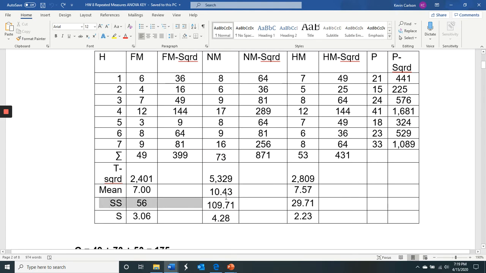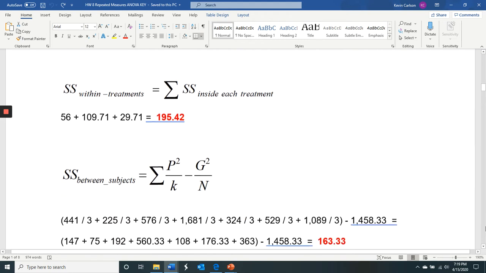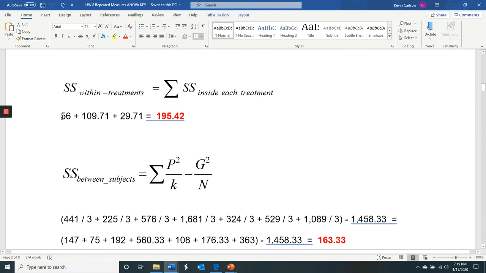So we have the sum of squares here. We have 56, 109.71, 29.71. We just add those together. That's our sum of squares within, right there. So our sum of squares within is 195.42. And those steps, again, are exactly the same as what we had to do for the one-way ANOVAs.